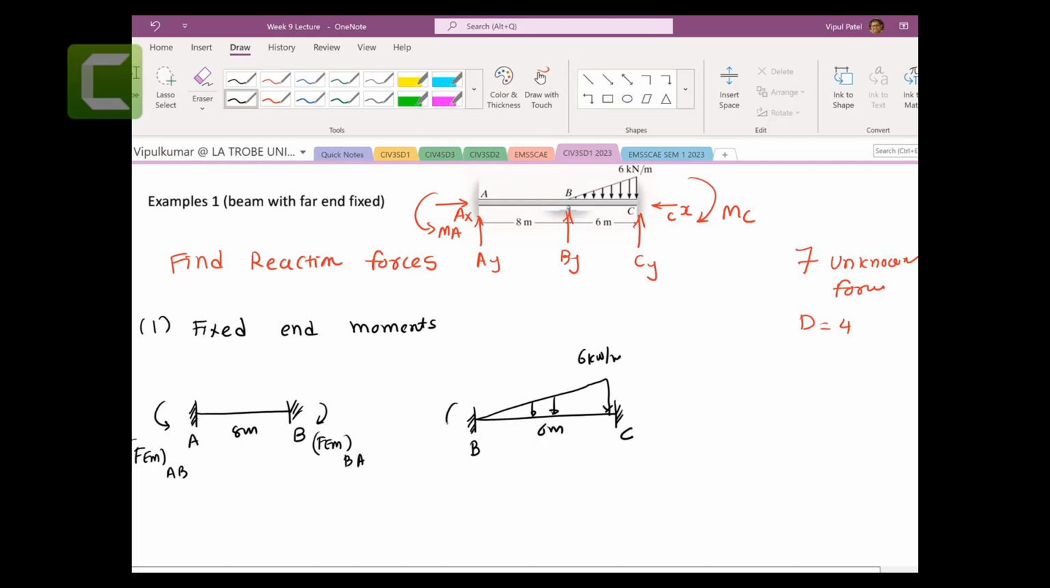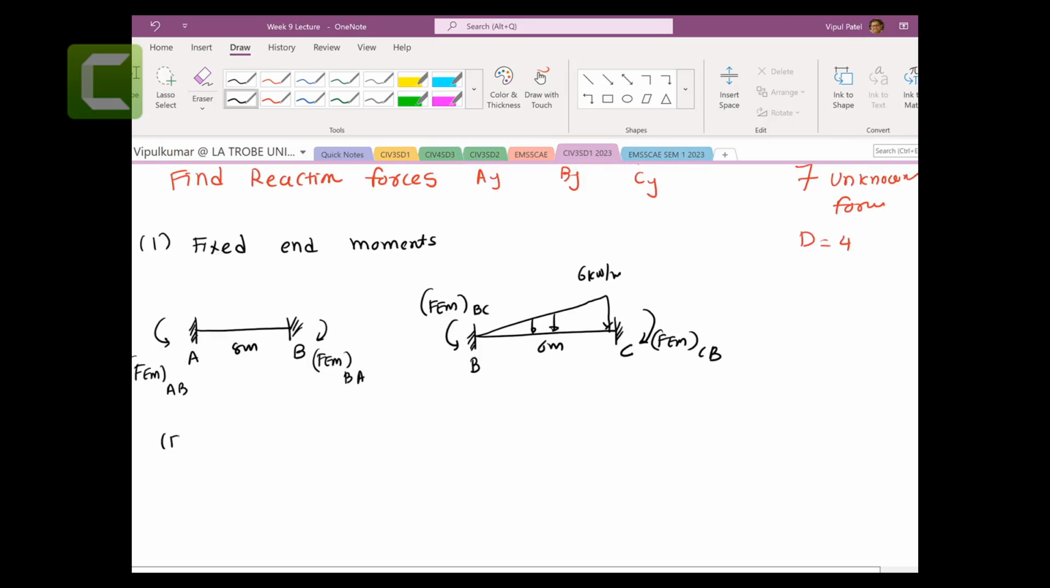So the fixed end moment for this one is BC, and the fixed end moment for CB. So here the fixed end moment for AB equals 0. Fixed end moment for BA equals 0 because there are no forces coming here. So therefore it is 0. In this case, fixed end moment for BC.